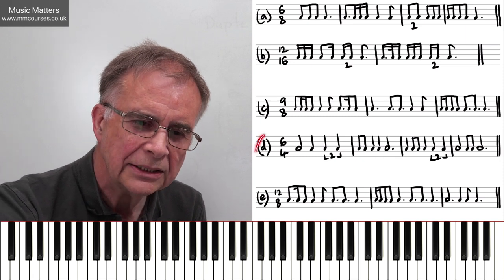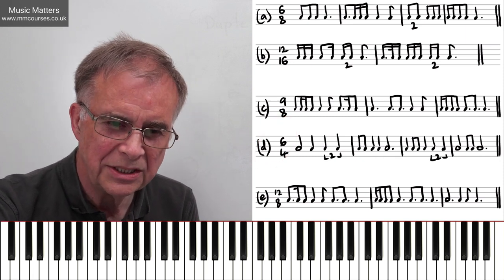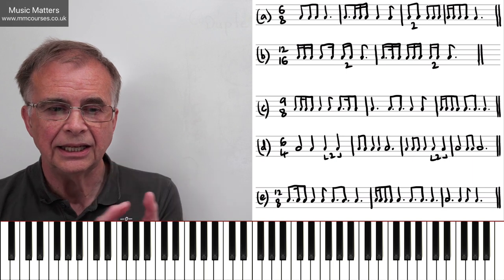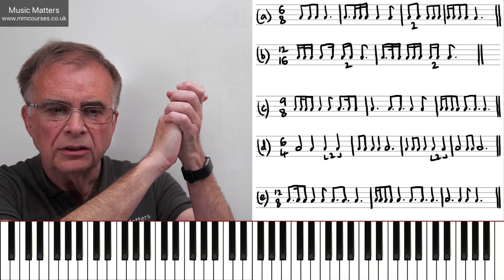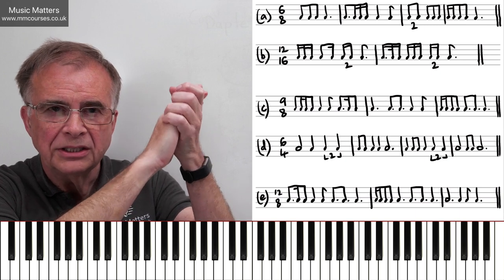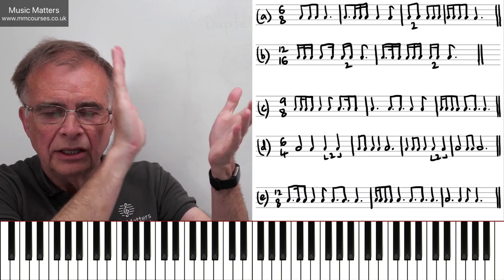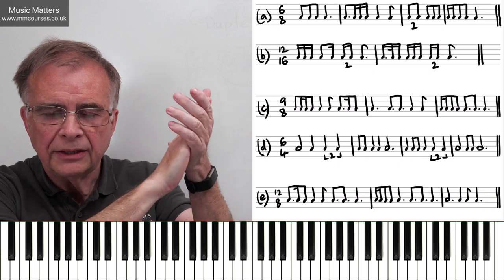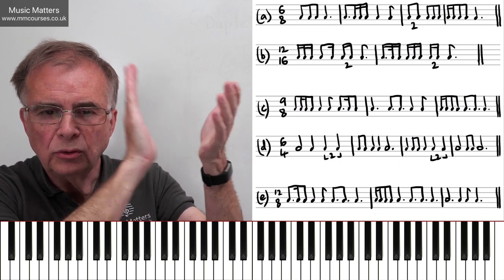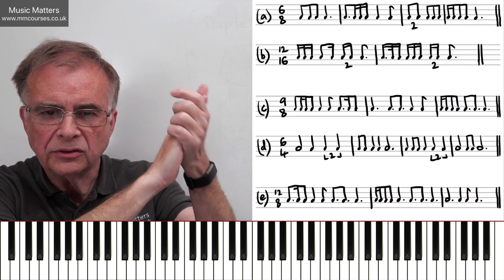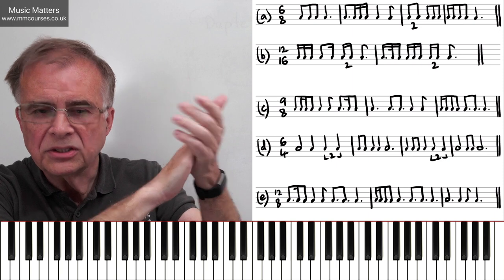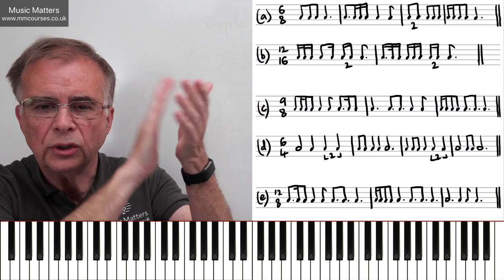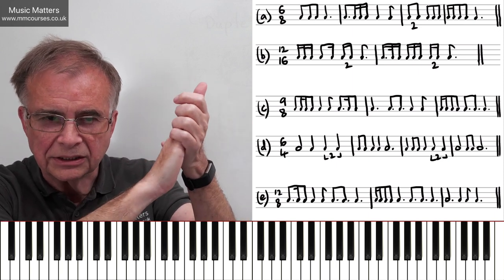So let's have a go at clapping rhythm D, counting six in each bar, each measure. One, two, three, four, five, six. One, two, three, four, five, six. One and two, three, four, five, six. One, two and three, four, five, six. One, two, three, and four, five, six.